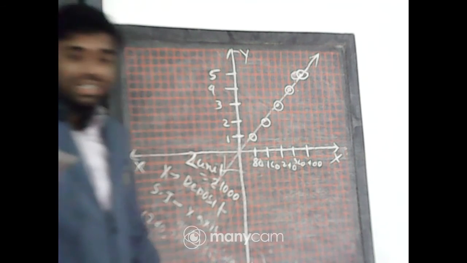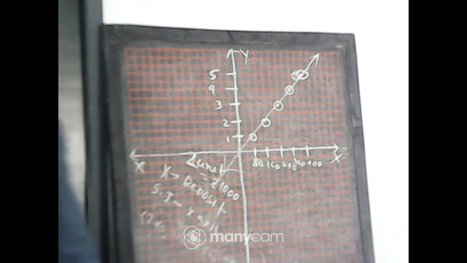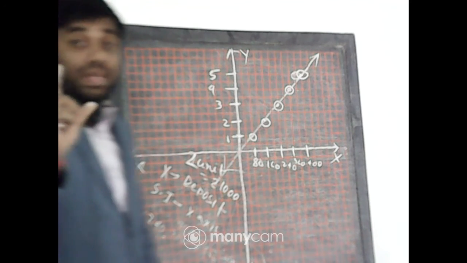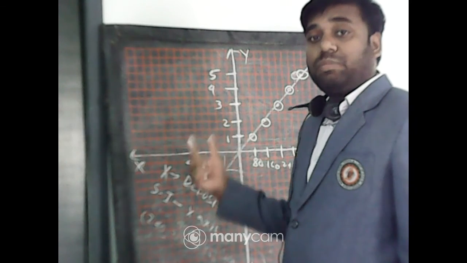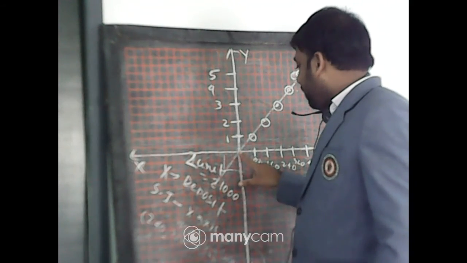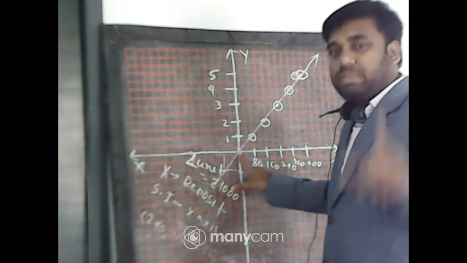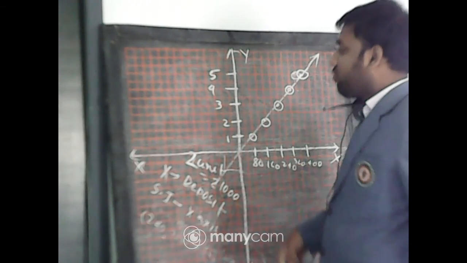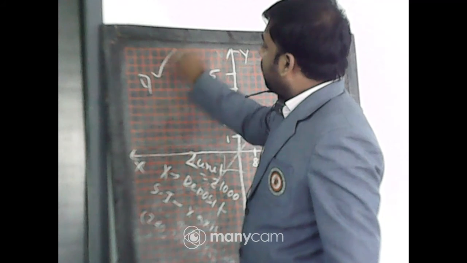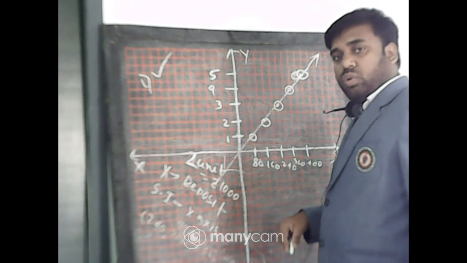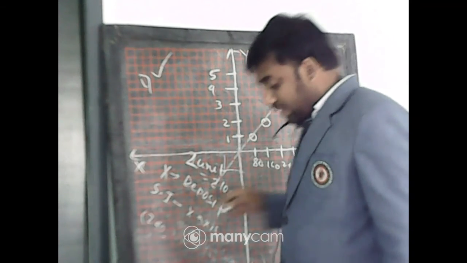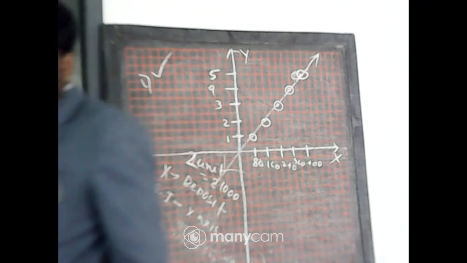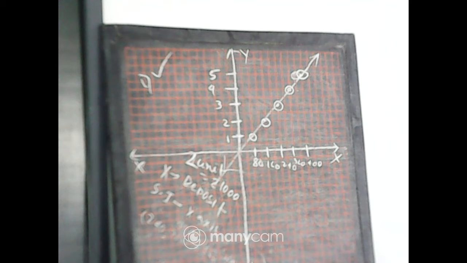Now, first question. Is this graph passing through the origin? Observing the graph, we have to answer. Origin means that point. Yes, that line is passing through the origin. So the first question I have solved. That line, which we got by using that data, passes through the origin. Got it, everyone? Any doubt?